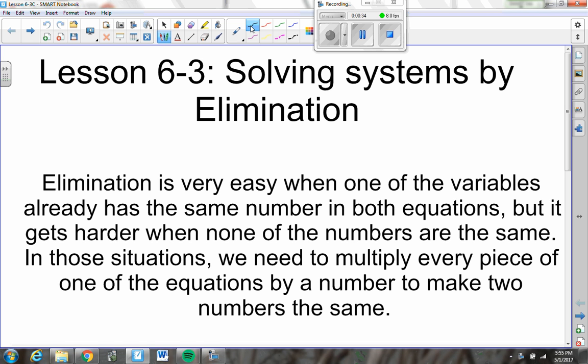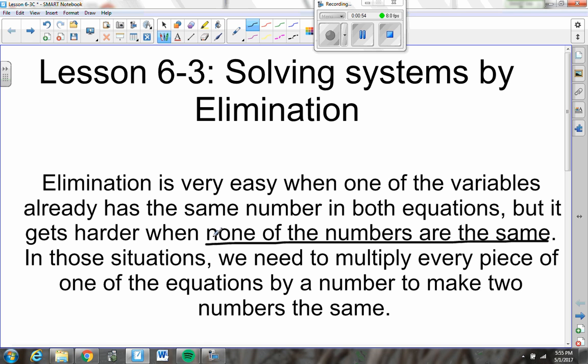that process. The reason we have to do that is because the elimination method gets harder when none of the numbers are the same. We've been looking in our equations for some numbers that have been the same. Unfortunately, that's not always the case. Numbers are not always the same when you have a system of equations.